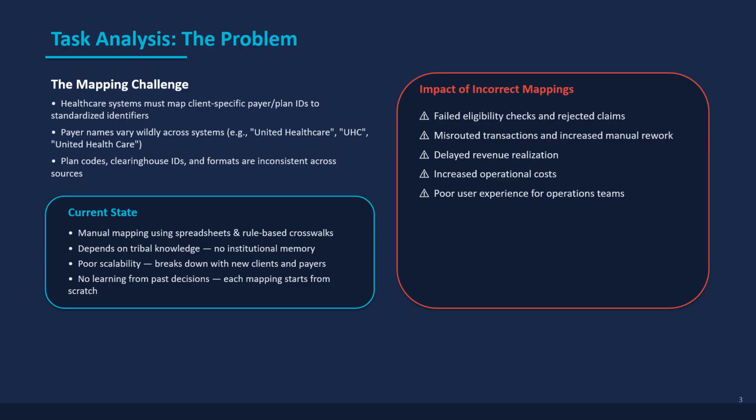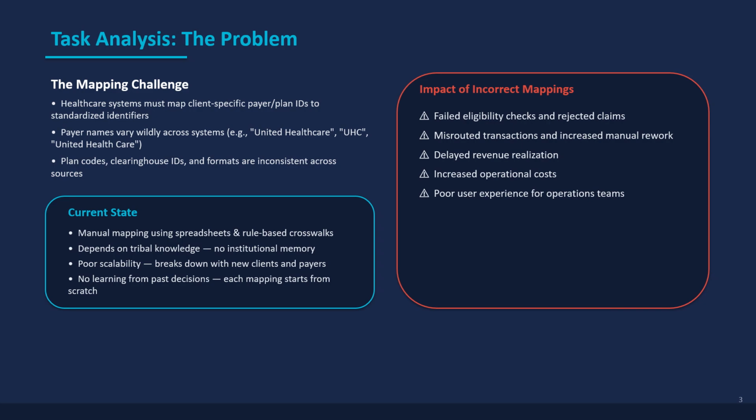The current state is very manual mapping using spreadsheets and rule based crosswalks. It depends on tribal knowledge, with no institutional memory. It's not very scalable, and mapping needs to be done manually for every new client and payer. There is no learning from past decisions because each mapping starts from scratch.